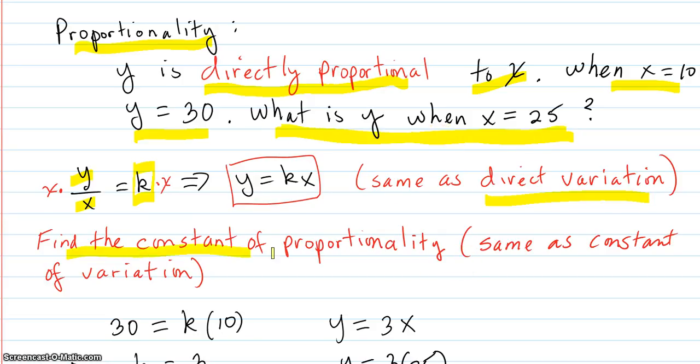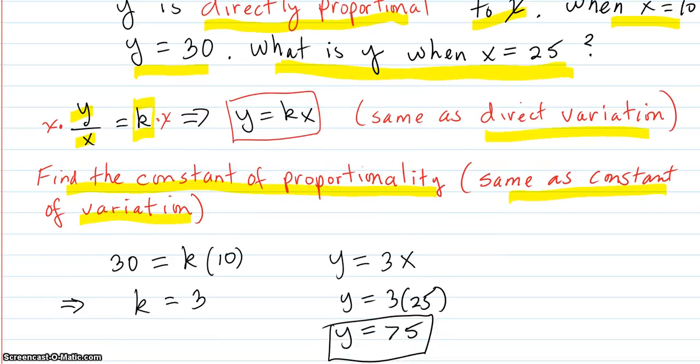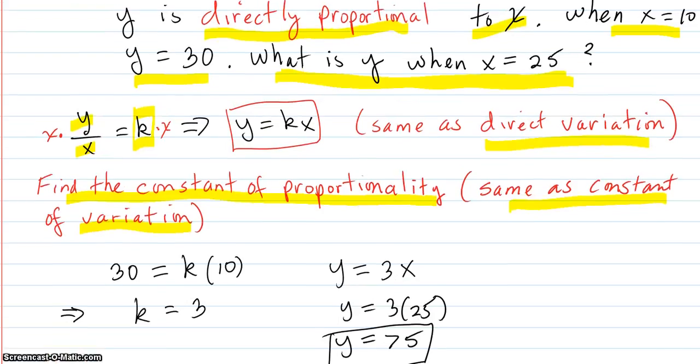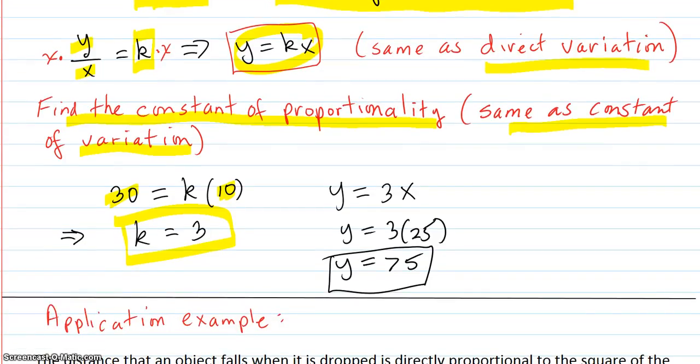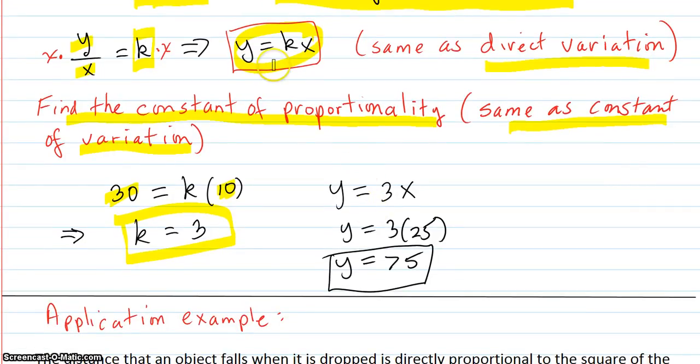So we're going to find the constant of proportionality, which is the same as the constant of variation. It said when x is 10, y is 30. So taking the equation, when y is 30 and x is 10, we find the k. Divide by 10 on both sides, k equals 3. Now we know the proportionality constant, which is the same as the constant of variation. So then we put the 3 into our equation, y equals kx, so it's y equals 3x.